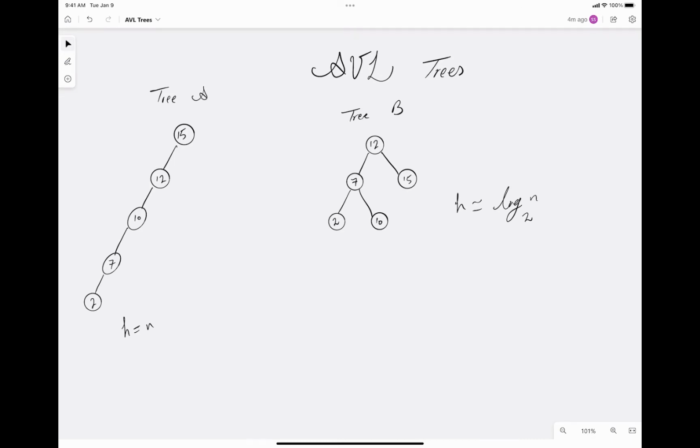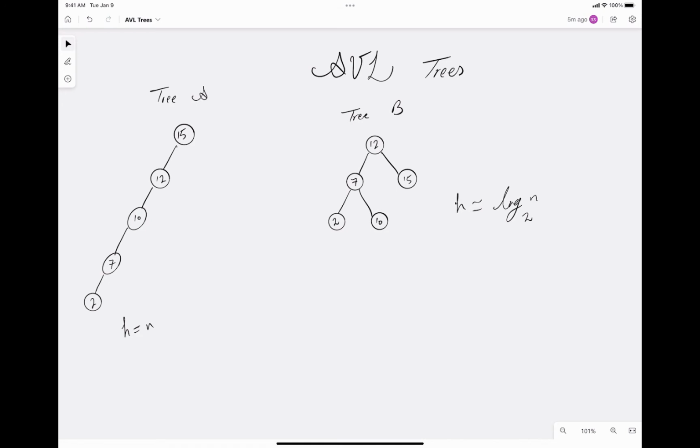In this video I'm going to talk about AVL trees, a very special kind of binary search tree. So let's see what AVL trees are, but at first I'm going to talk about the need to have some trees like AVL trees.